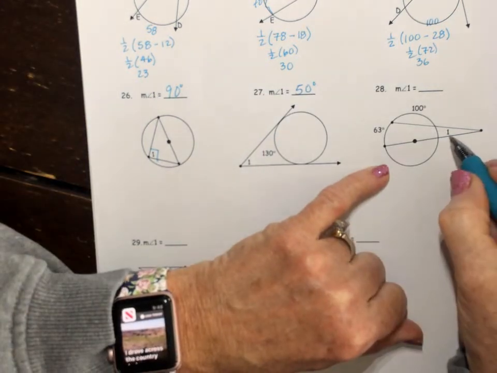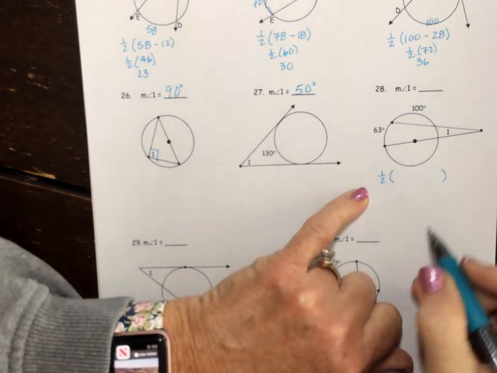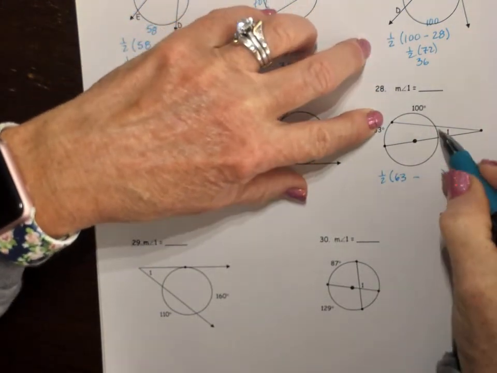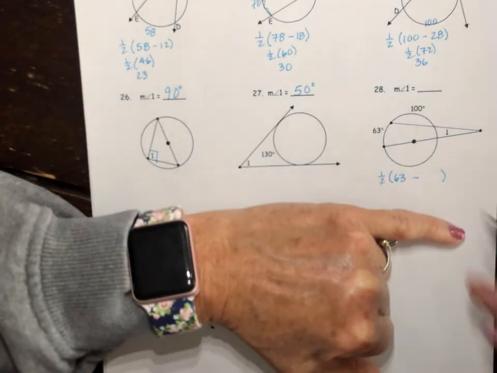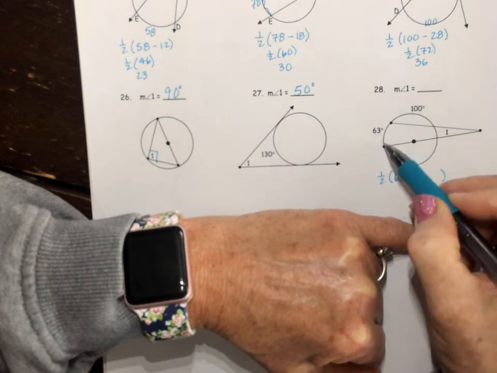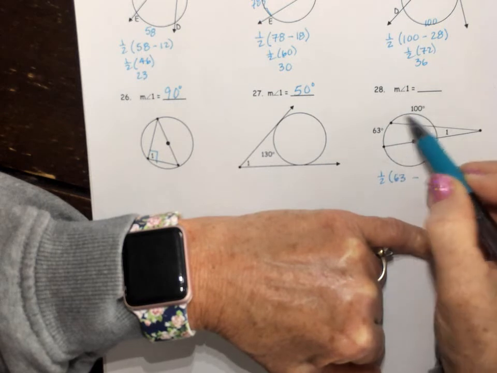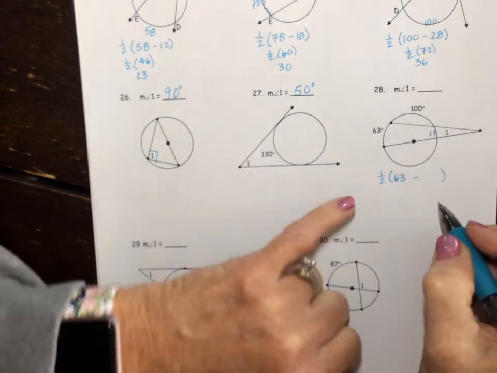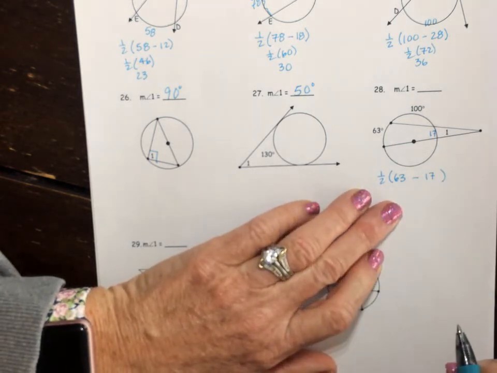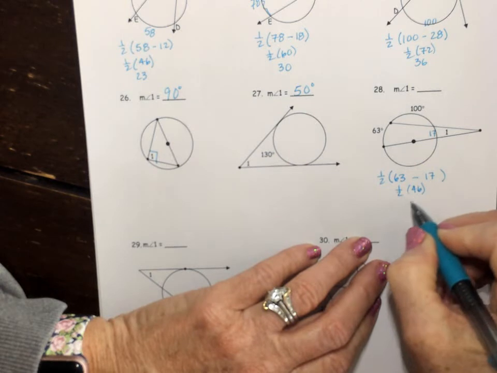Here, angle 1 is an exterior angle, so we'll need 1/2 of the big arc minus the little arc. Big arc, if we follow the sides out, it's 63. Little arc, I need this one in here. I have a tough time finding that until we recognize this is the diameter. So top half up here, that's a semicircle, or 180 degrees. There's 163 right there. That leaves 17 for that. So we have 1/2 of 63 minus 17, 46. 1/2 of 46, which is 23.